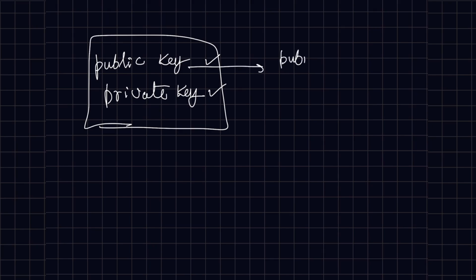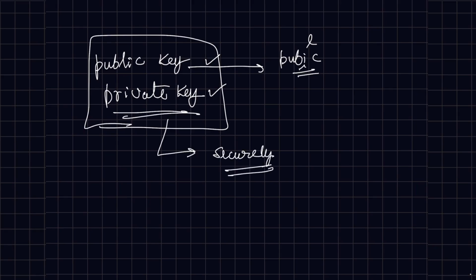As the name suggests, you can make it public, which means you can share it with your friends if you want. You can advertise it to the world. For example, Donald Trump has a Solana address. The private key is something to keep securely with you. If you don't keep this securely with you, other people will be able to debit your account.